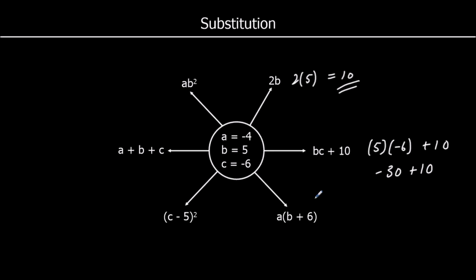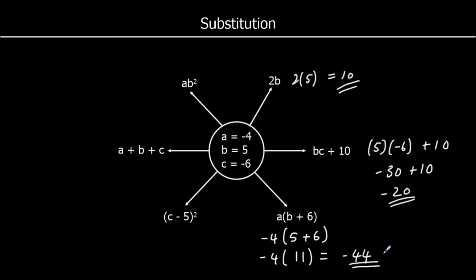-30 up 10 is -20. a times b plus 6 becomes -4 times 5 plus 6. We do the bracket first. 5 plus 6 is 11. So we've got -4 times 11. A negative times a positive is negative. And 4 11s are 44.